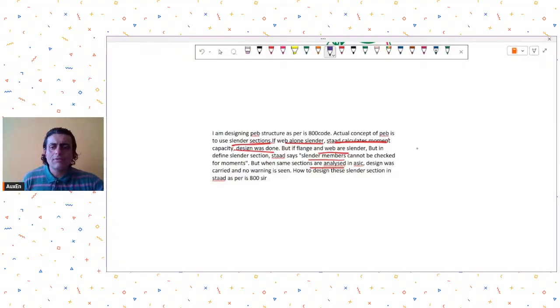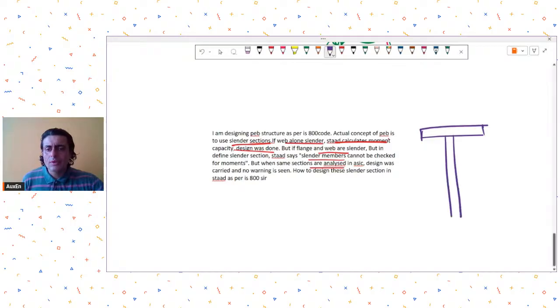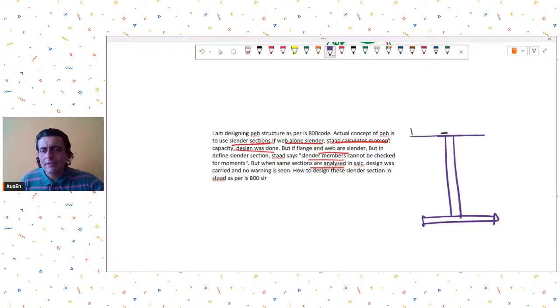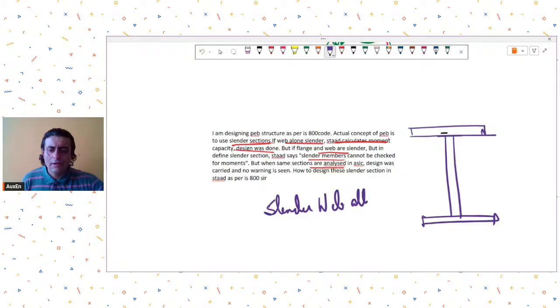So if you have slender sections, in IS 800:2007, if you look at it, it allows us to use the slender webs in design. How is the issue of slender webs considered in the IS 800? IS 800 allows slender webs.